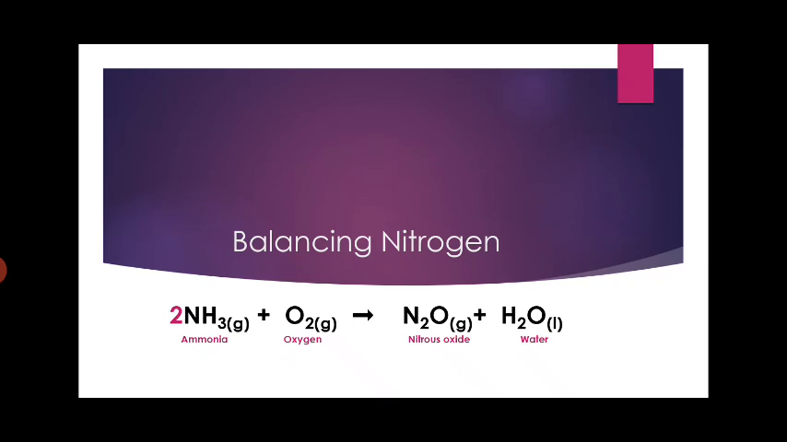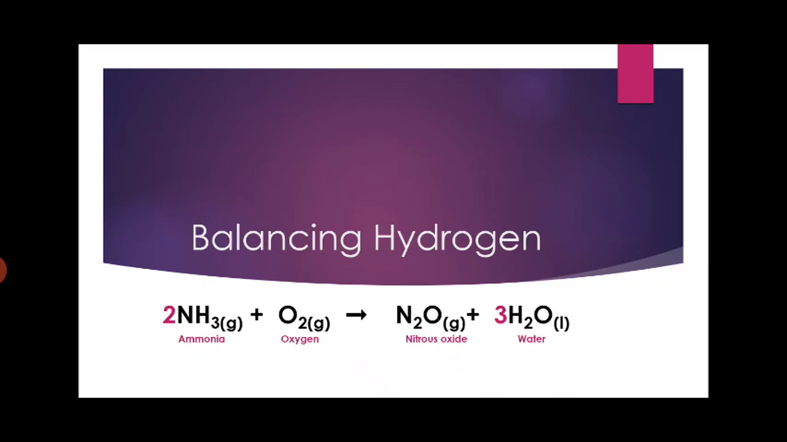Now there are 2 into 3, 6 hydrogen on the reactant side and 2 hydrogen on the product side. So place 3 beside H2 on the product side. This gives 3 into 2, 6 hydrogen over here, and 2 into 3, 6 hydrogen on the reactant side, as well as 6 hydrogen on the product side.